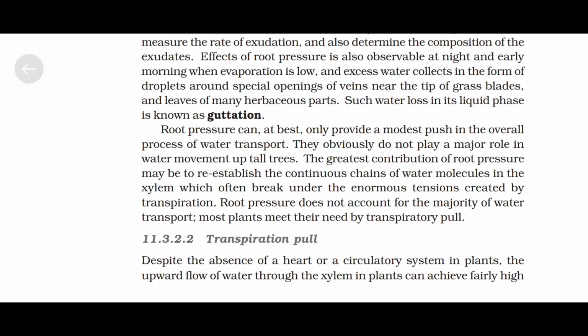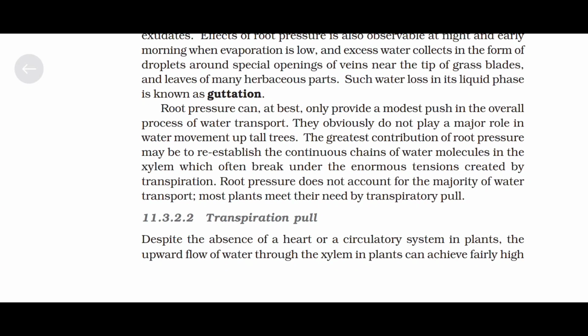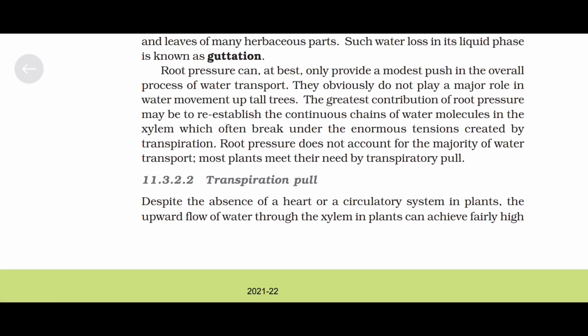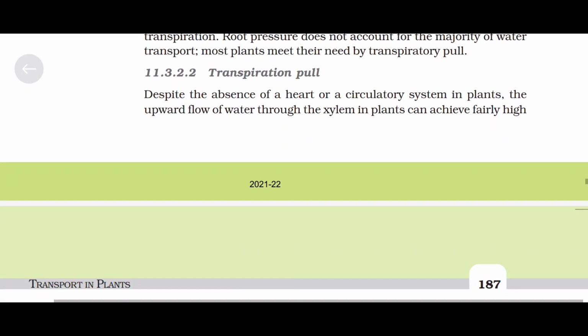Root pressure can, at best, only provide a modest push in the overall process of water transport. They obviously do not play a major role in water movement up all trees. The greatest contribution of root pressure may be to re-establish the continuous chain of water molecules in the xylem, which often break under the enormous tensions created by transpiration. Root pressure does not account for the majority of water transport. Most plants meet their need by transpiratory pull.